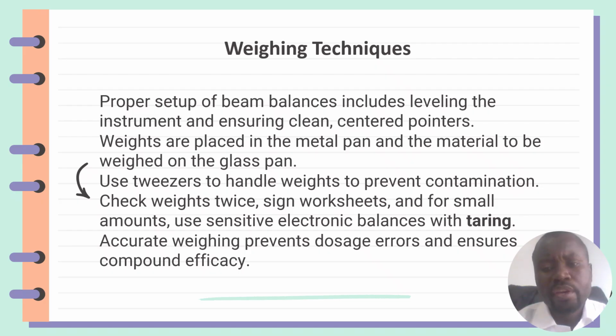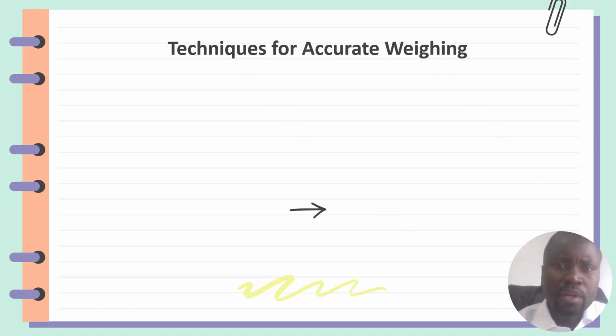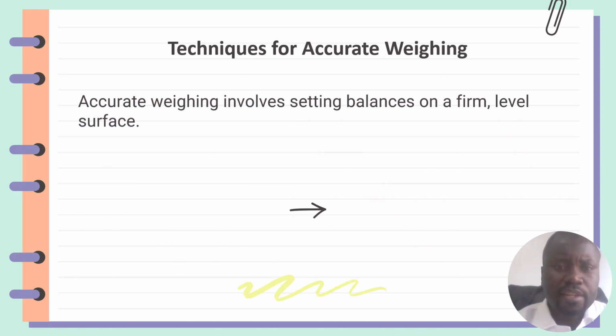Accurate weighing is important as far as it helps to prevent dosage errors. If we prevent dosage errors, then we are assuring that compounding will be proper, and we will provide the efficacy that we want to achieve in the management of different conditions. To continue with techniques for accurate weighing, what are the techniques?